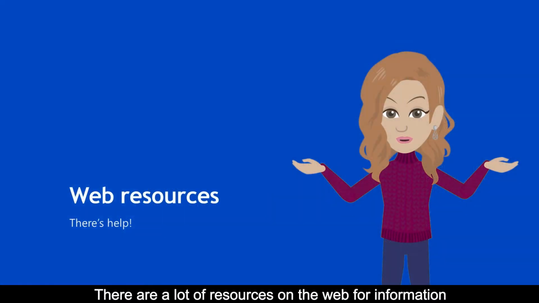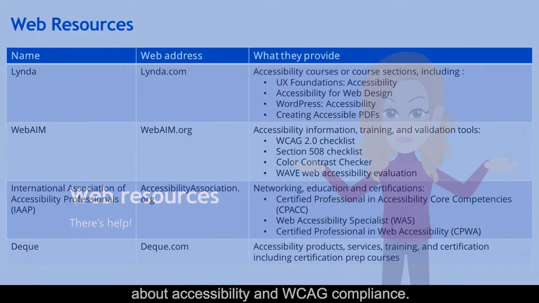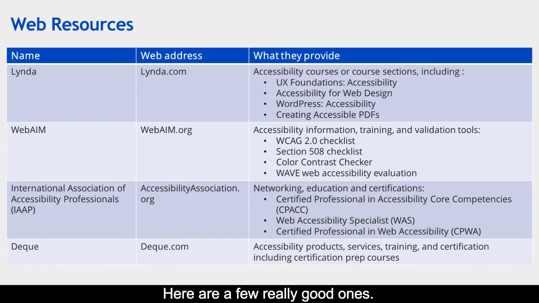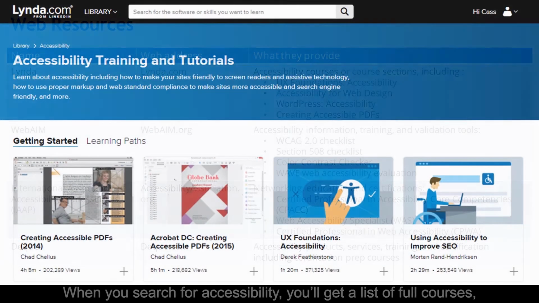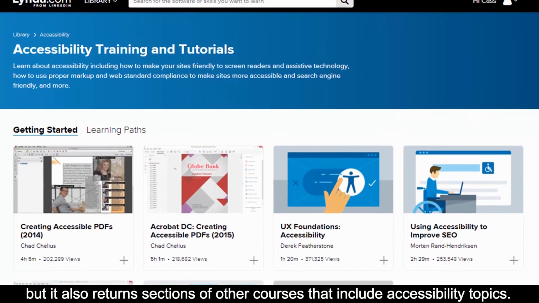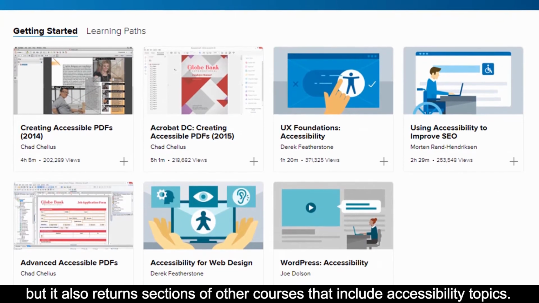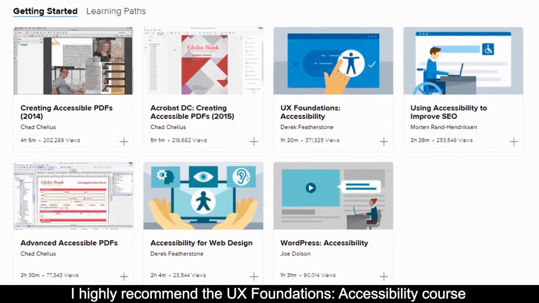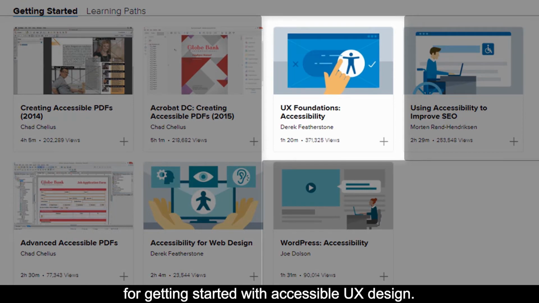There are a lot of resources on the web for information about accessibility and WCAG compliance. Here are a few really good ones. Lynda.com is a subscription-based online training service. When you search for accessibility, you'll get a list of full courses, but it also returns sections of other courses that include accessibility topics. I highly recommend the UX Foundation's Accessibility course for getting started with accessible UX design.